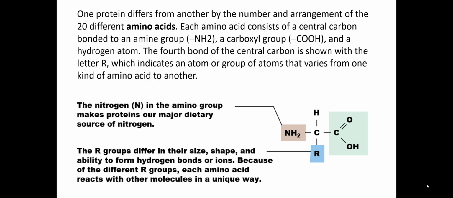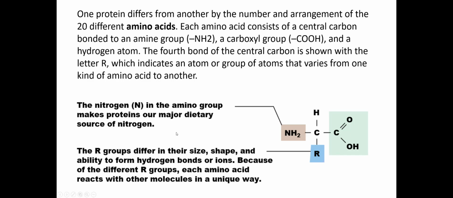One protein differs from another by the number and arrangement of the 20 different amino acids. Each amino acid consists of a central carbon bonded to an amine group, which is NH2, a carboxyl group, which is COOH, and a hydrogen atom. The fourth bond of the central carbon is shown with the letter R, which indicates an atom or group of atoms that varies from one kind of amino acid to another.